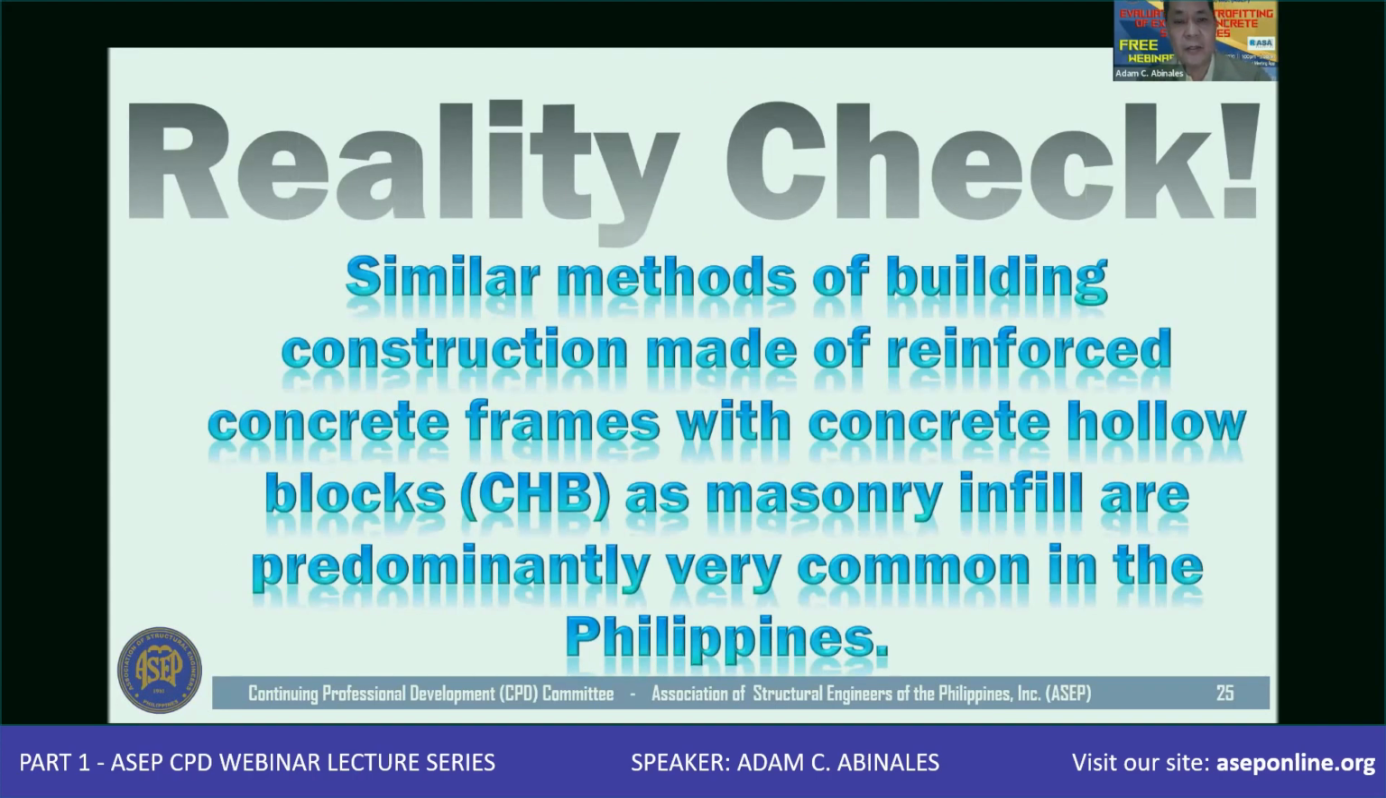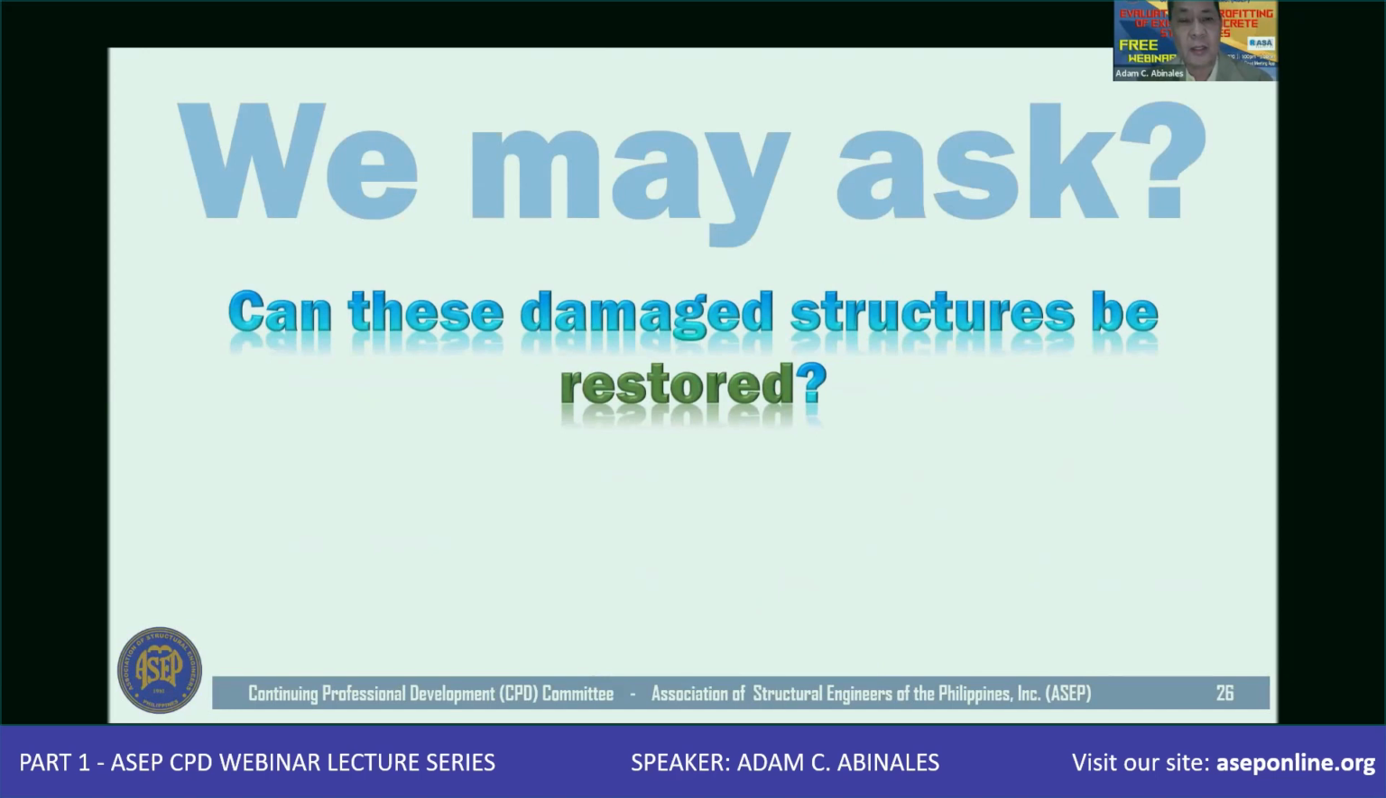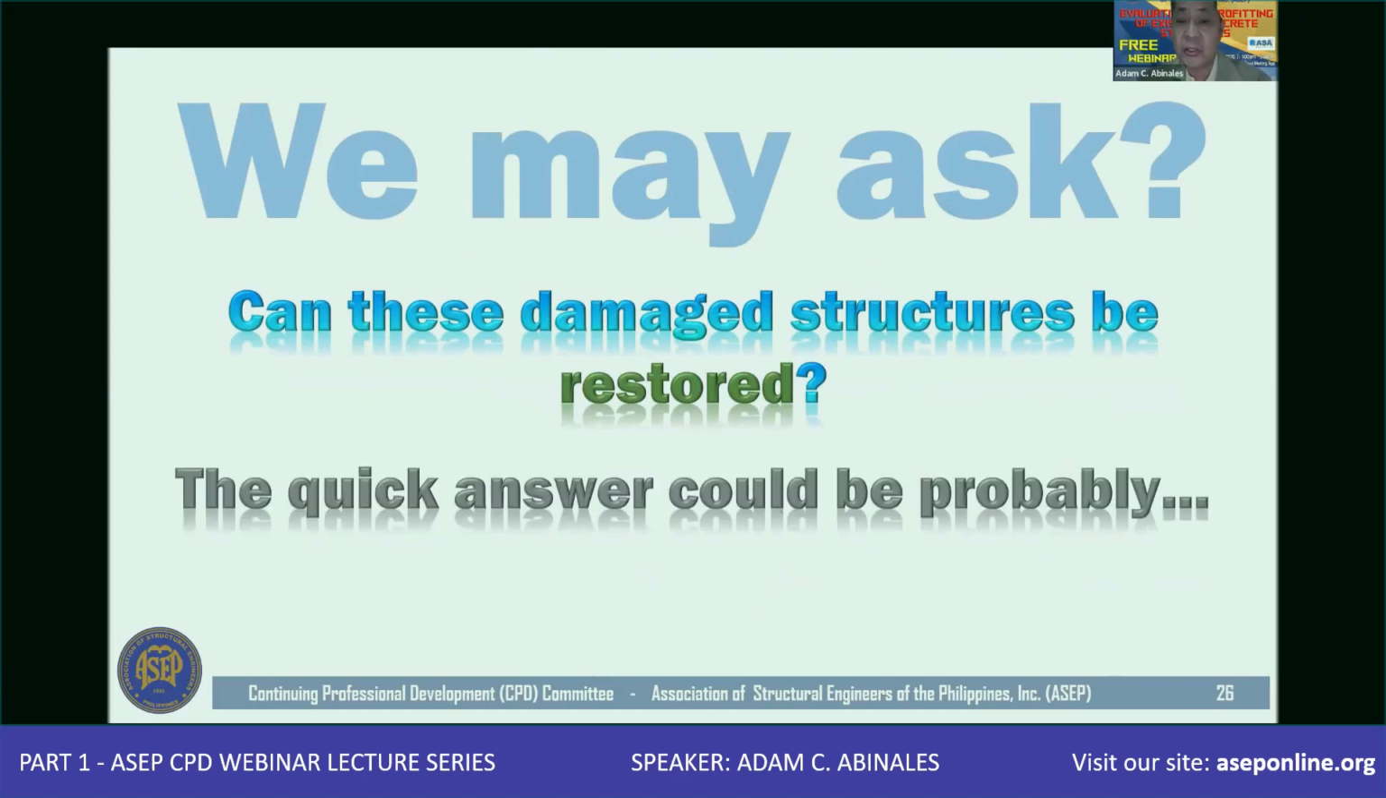Reality check: similar methods of building construction made of RC frames with concrete hollow blocks as masonry infill are predominantly very common in the Philippines. We may ask, can these damaged structures be restored? The quick answer could be yes.